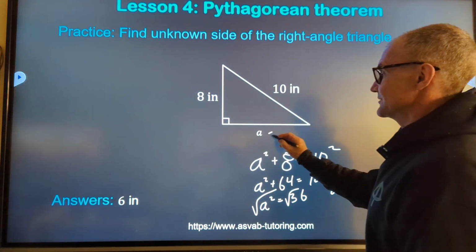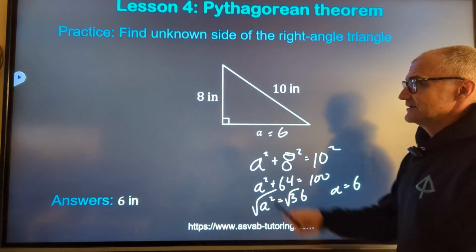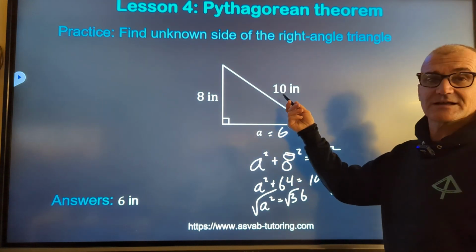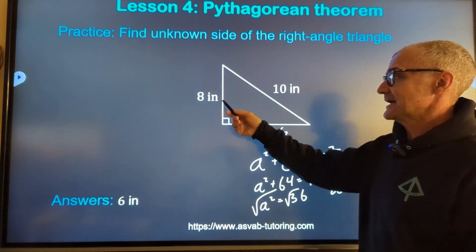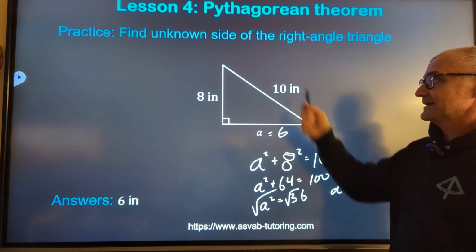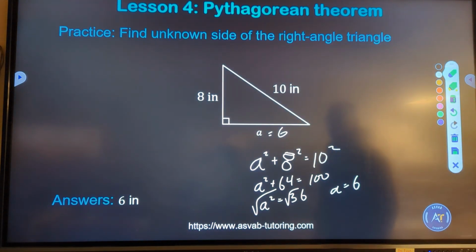Little different than the first one we did, where we were given a leg and a leg and asked for the hypotenuse. Here we're given a leg, looking for a leg, and given a hypotenuse. So the answer is 6 inches.